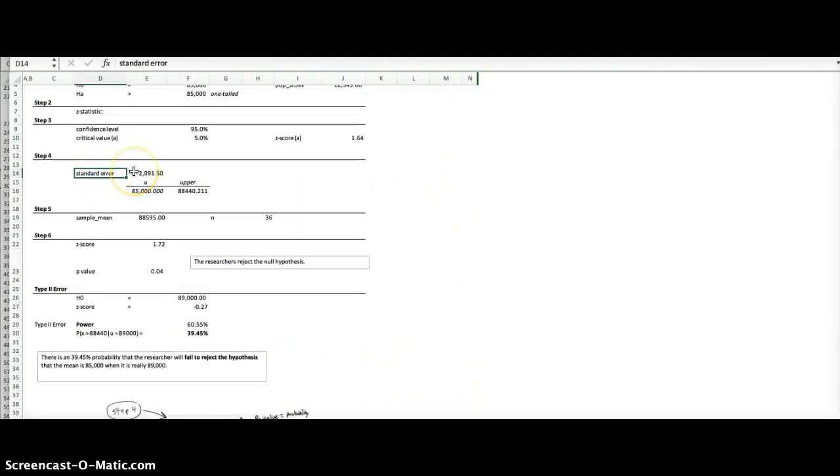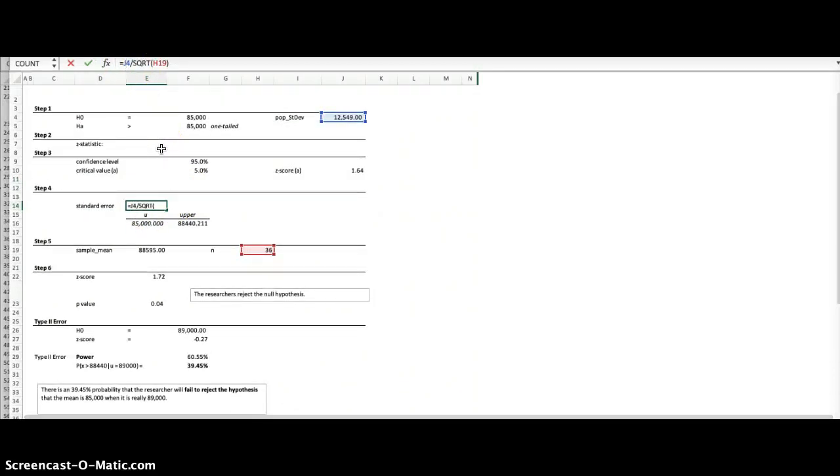So step 4, we are figuring out the standard error, which is basically the standard deviation of the sampling distribution. Thus, I am doing the population standard deviation, 12,549, divided by the square root of 36, and this is a formula that you will find.